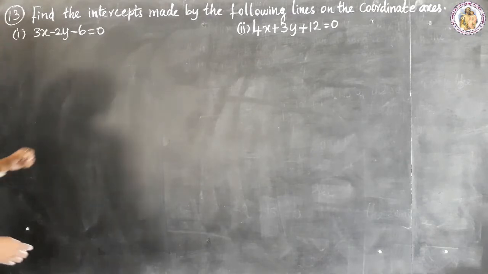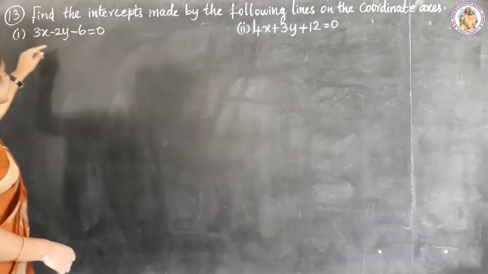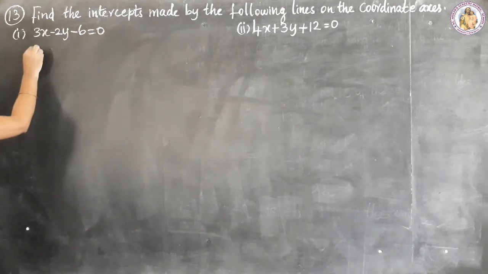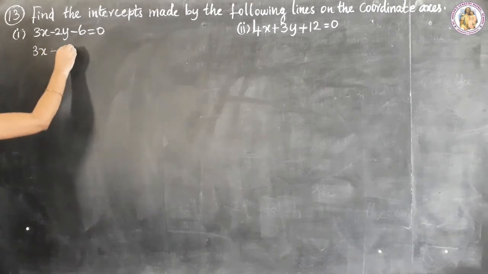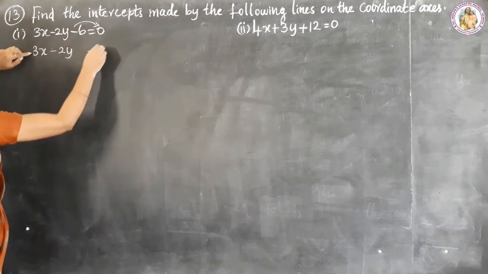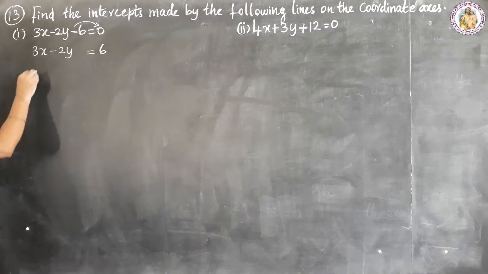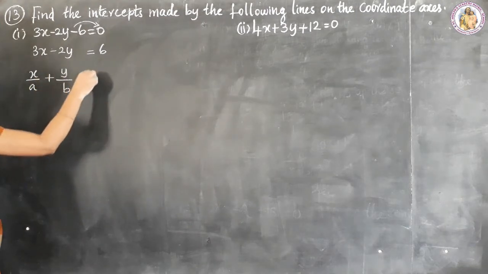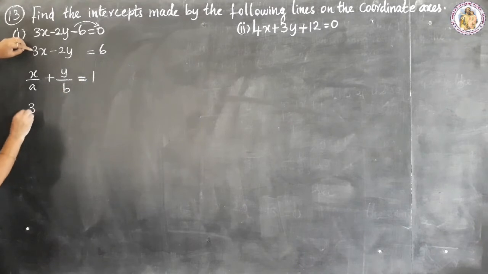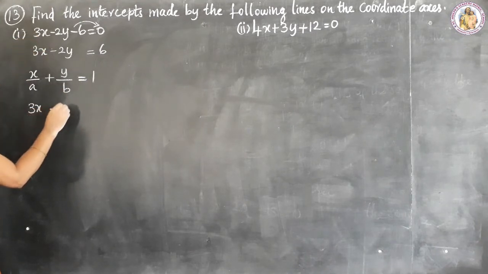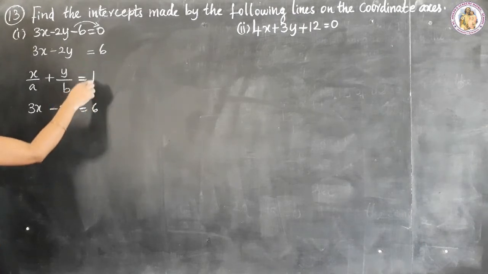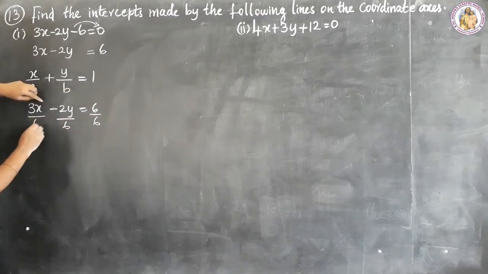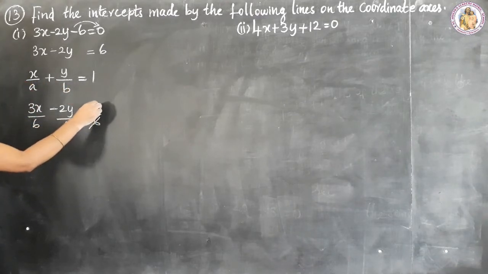Question number 13. Find the intercepts made by the following lines on the coordinate axis. Sub-question 1: 3x minus 2y minus 6 is equal to 0. So write 3x minus 2y minus 6; when it comes to the right side it becomes plus 6. As per the formula x by a plus y by b is equal to 1, we have 3x minus 2y is equal to 6. To make 6 as 1, divide all the terms by 6.